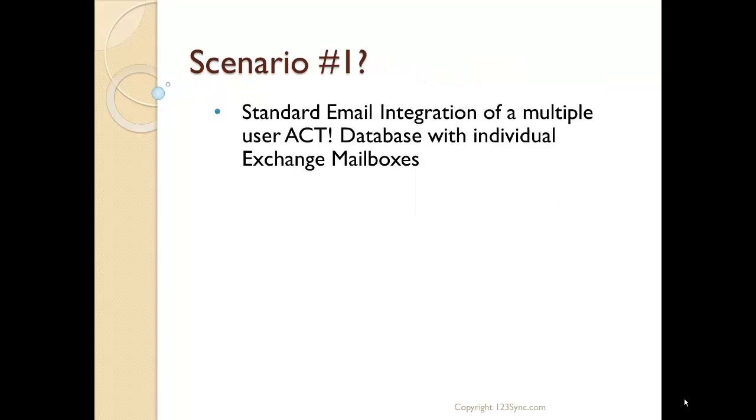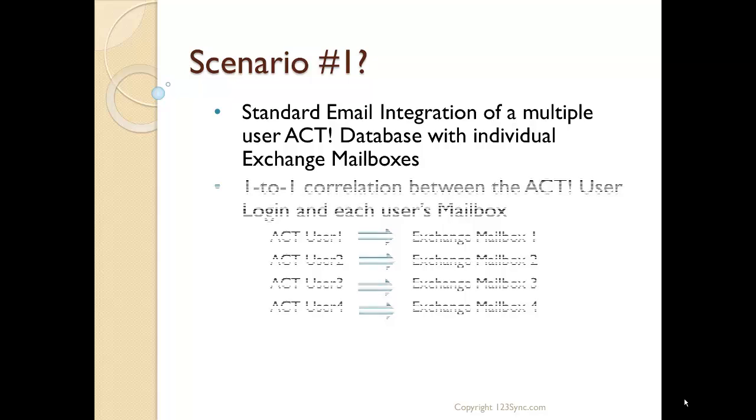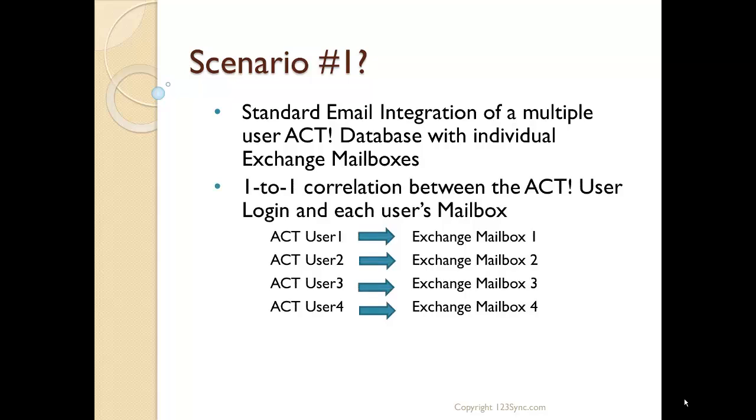The first scenario we're going to deal with is very much the standard scenario. You have multiple Act users in an Act database, and each user has one individual mailbox. So really there is a one-to-one correlation between the Act user and the Exchange mailbox. And so we're going to deal with this and show how to set it all up.